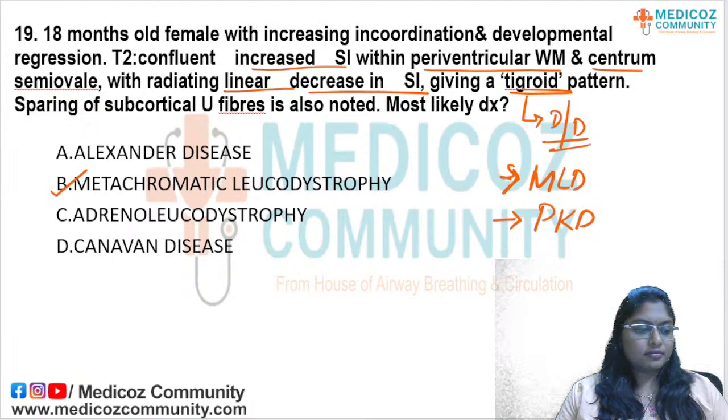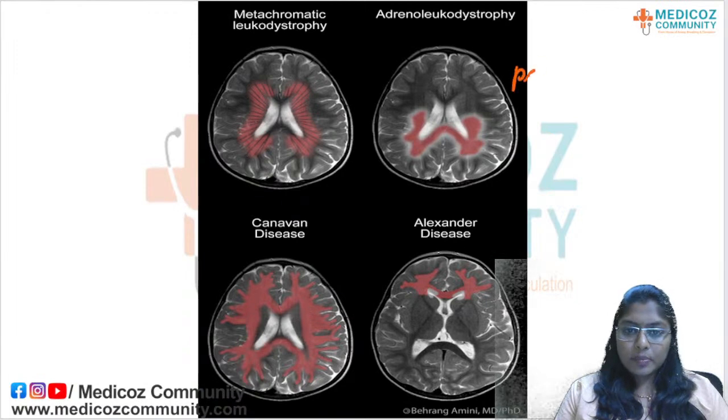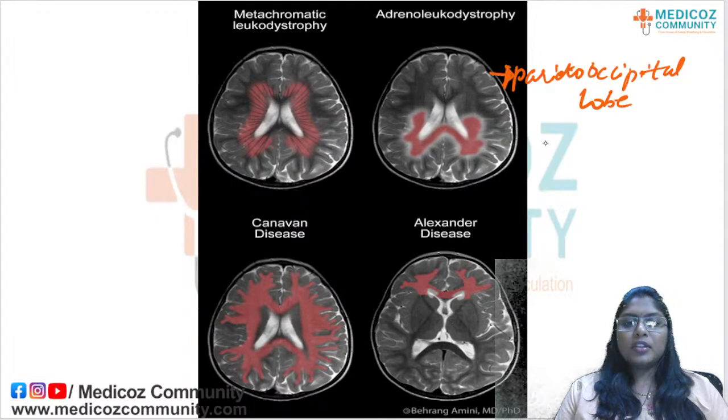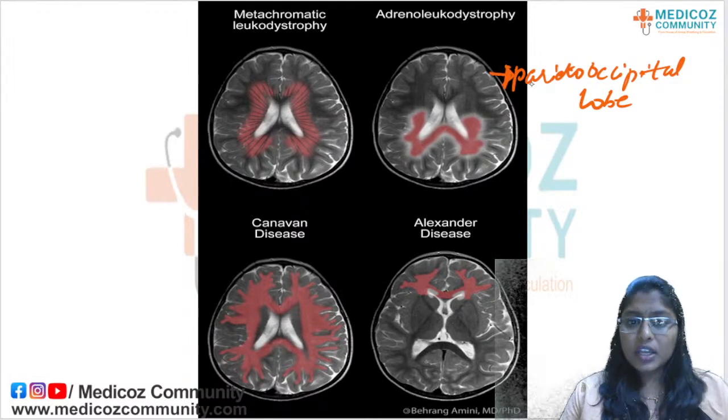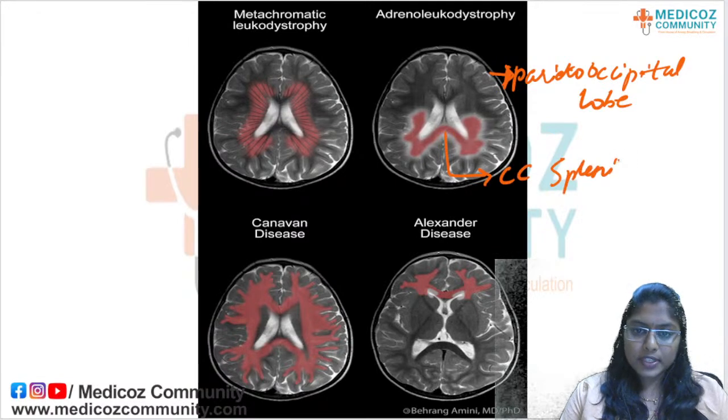Guys have answered it anyway. Okay, so this is the image for metachromatic leukodystrophy. This is the tigroid pattern, this low signal intensity that we have been talking about. And adrenoleukodystrophy involves the parieto-occipital regions. I'm only going to be telling you one point about each one of it so that you don't get confused and mark the correct answer. This is the one thing you have to remember. Adrenoleukodystrophy involves the parieto-occipital white matter lesion as well as the corpus callosum, that is the splenium of corpus callosum.